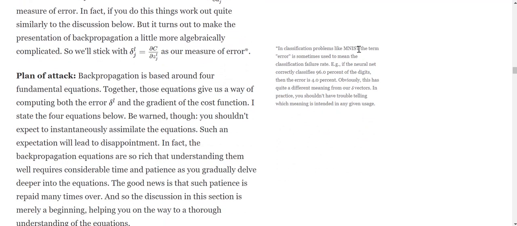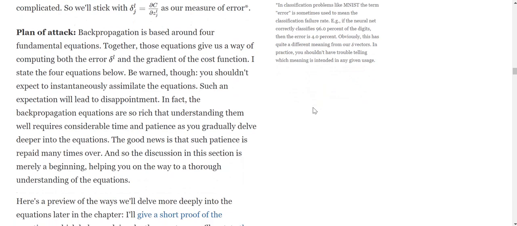In classification problems like MNIST, the term error is sometimes used to mean the classification failure rate. For example, if the neural net correctly classifies 96% of the digits, then the error is 4%. Obviously, this has quite a different meaning from our delta vectors. In practice, you shouldn't have trouble telling which meaning is intended in any given usage.